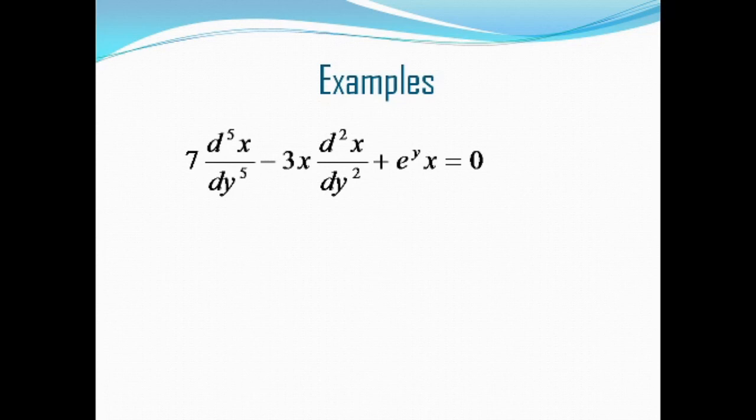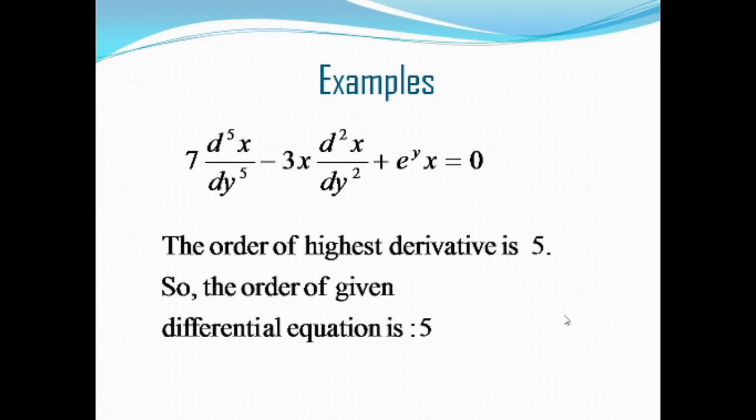So for the order of this differential equation, we will check what is the highest order of the derivatives involved. Because here we have two terms, d2x by dy square and d5x by dy raised to 5, it means that the highest order of the derivative in this equation is 5. So we can say that the order of the given differential equation is 5.